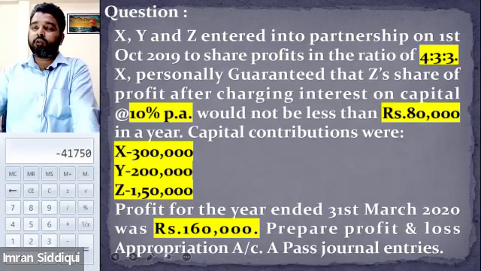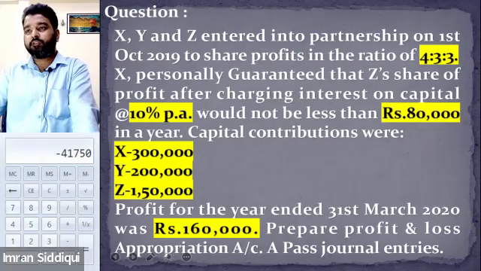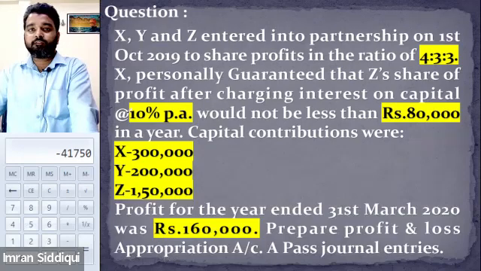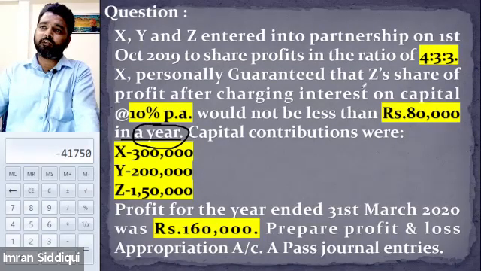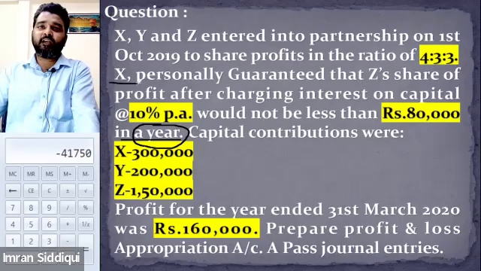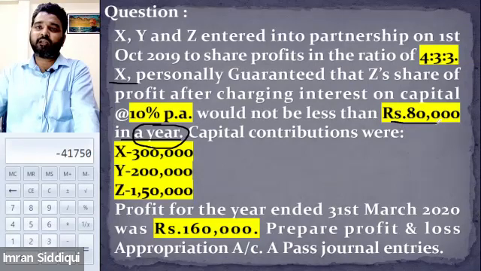See, everyone is able to see that Mr. Z was given a guarantee of 80,000. Is that right? Yes. But the guarantee of 80,000 was given for the entire year. Everyone is able to look at this. The guarantee was for the 1 year period. So X has given a guarantee that Z will at least maintain a profit of 80,000 for the entire year.